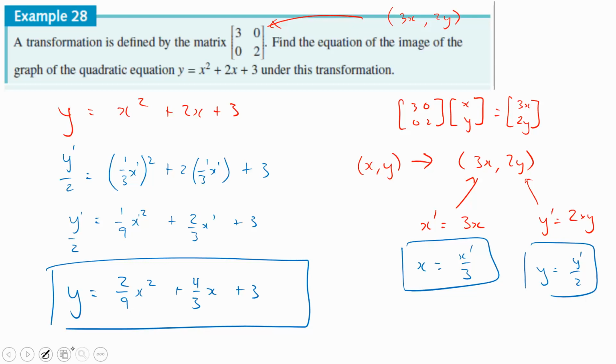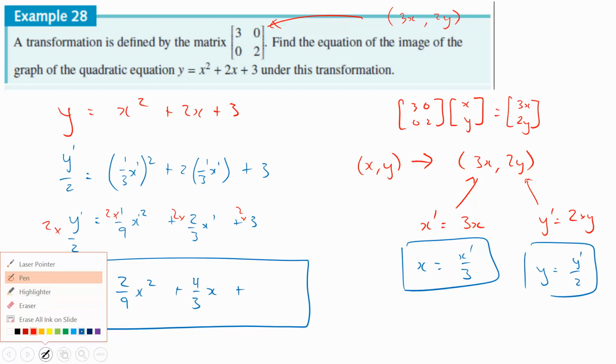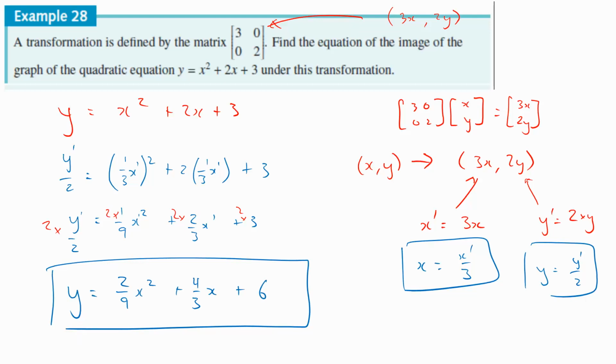Because I just times everything by 2. See what I'm doing there? I'm just saying times 2, times 2, times 2, times 2, which should be 6. There you go. So this is my transformation equation. Oh, it's lagging. That's meant to be a 6 there.